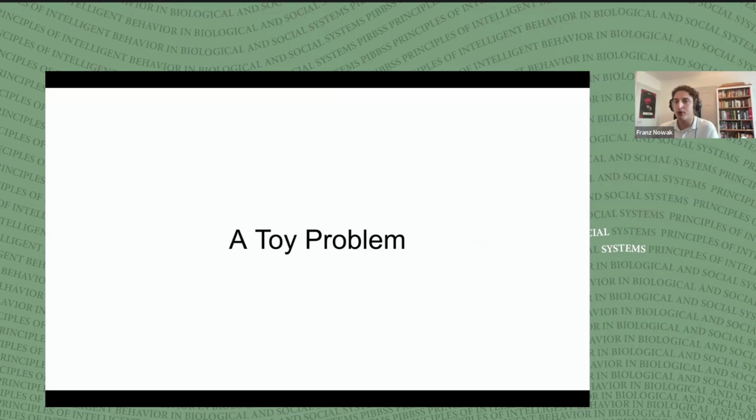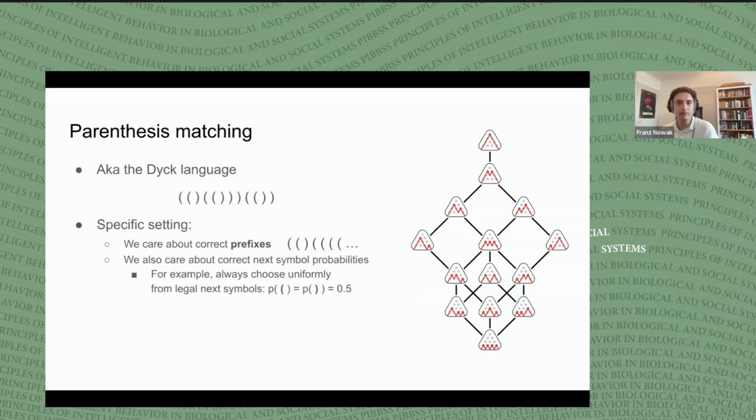So let's look at a toy problem. One of the simplest languages that is not regular, so can't be represented by a finite state machine, is parenthesis matching, also called the Dyck language. And this is the language of correctly matched parentheses. So let's say you have open and closed parentheses, and you can never see a closed parenthesis that hasn't previously been opened.